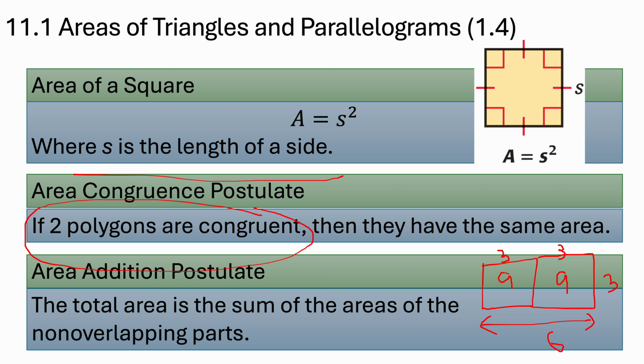So whether you take the area as parts, where we have taken two squares as parts, that also is 18. And if you consider it as one whole, then also the area is 18. 6 into 3 is 18. So what is the postulate saying? The total area is the sum of areas of non-overlapping parts.